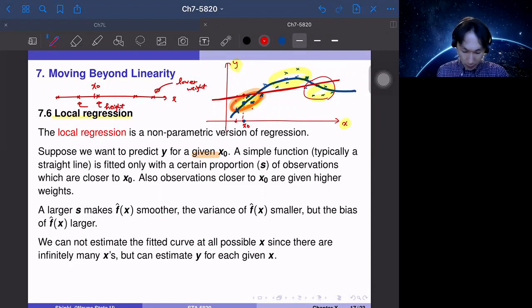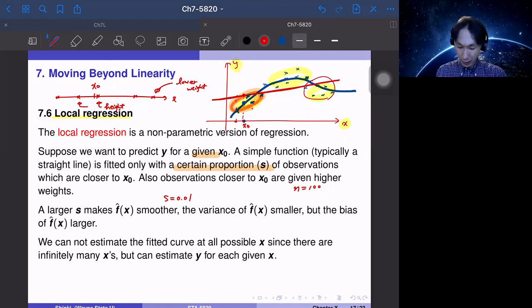So what proportion do we have to take? The proportion has different meanings. In one extreme, suppose n is equal to 100, and suppose s is equal to just 1%, 0.01. Then if we take 1% of the closest observations to X naught out of 100 observations, that means we just choose the closest observation, just one observation. So the fitted curve is as volatile as the original observations.